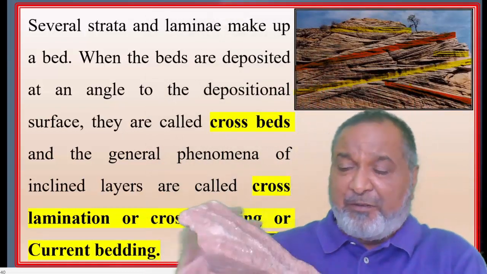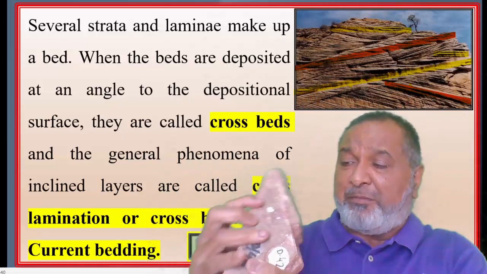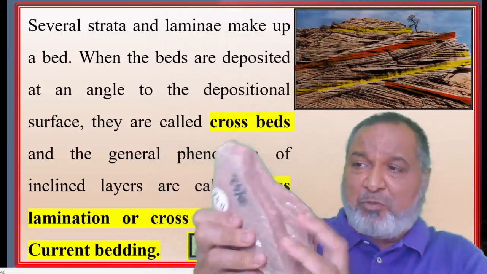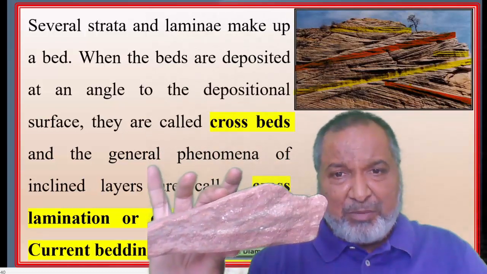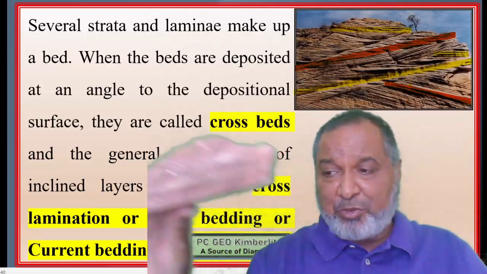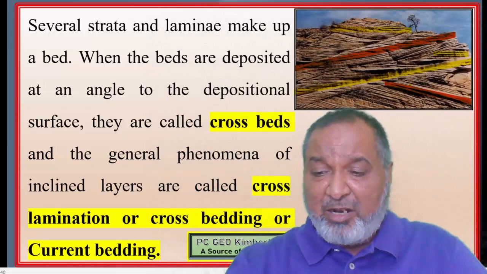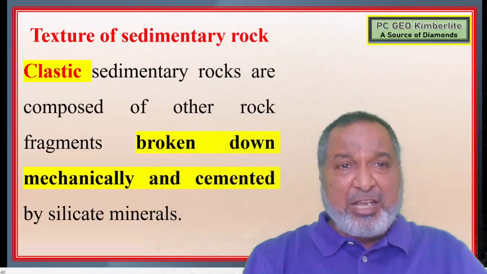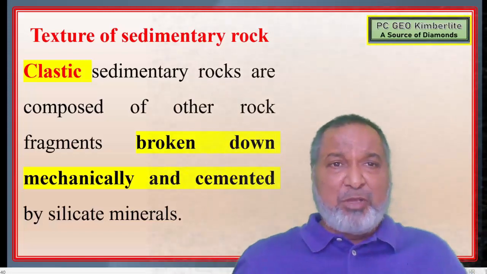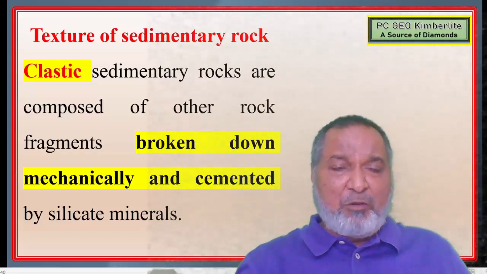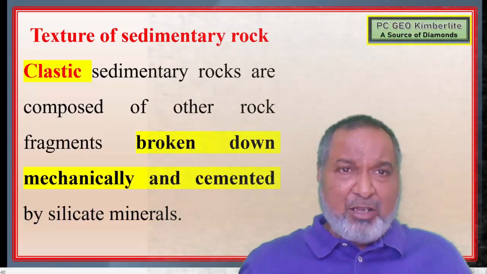Another example, you can see now the best one. Yes, here we have the cross. The beds cross each other. So cross bedding or current bedding will give you the indication of the environment, how the beds are deposited, and what the water current is.